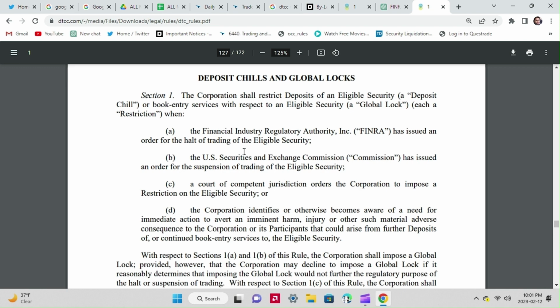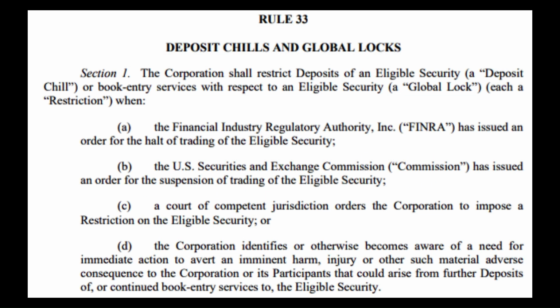B. The U.S. Securities and Exchange Commission has issued an order for the suspension of trading of the eligible security. C. A court of competent jurisdiction orders the corporation to impose a restriction on the eligible security, or D. The corporation identifies or otherwise becomes aware of a need for immediate action to avert an imminent harm, injury or other such material adverse consequence to the corporation or its participants that could arise from further deposits of, or continued book entry services to, the eligible security.